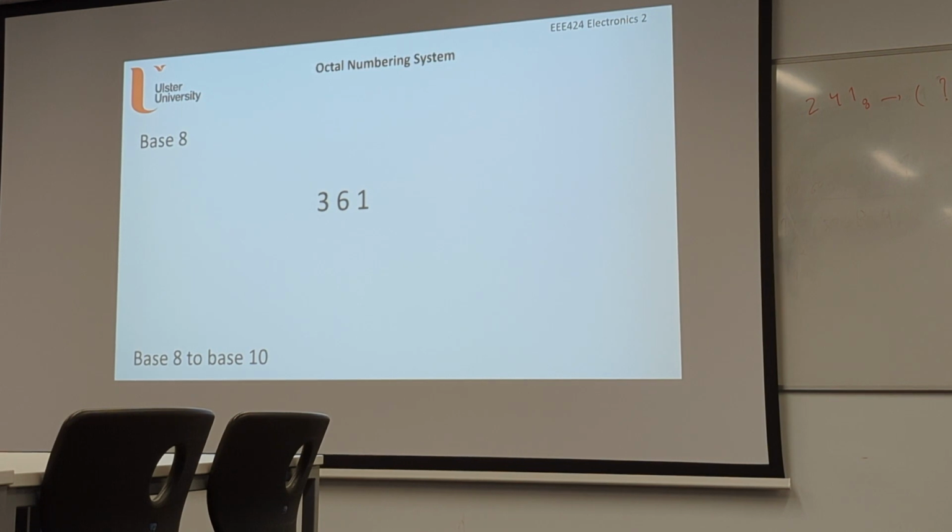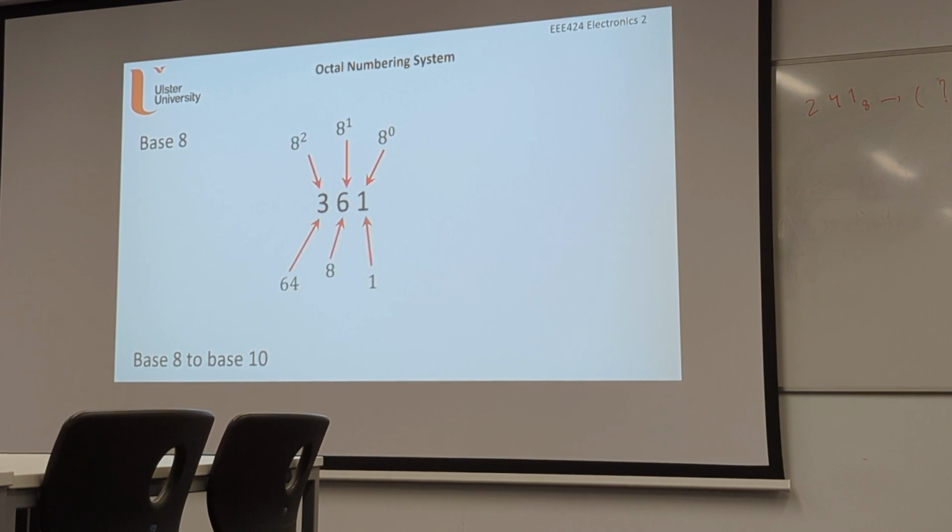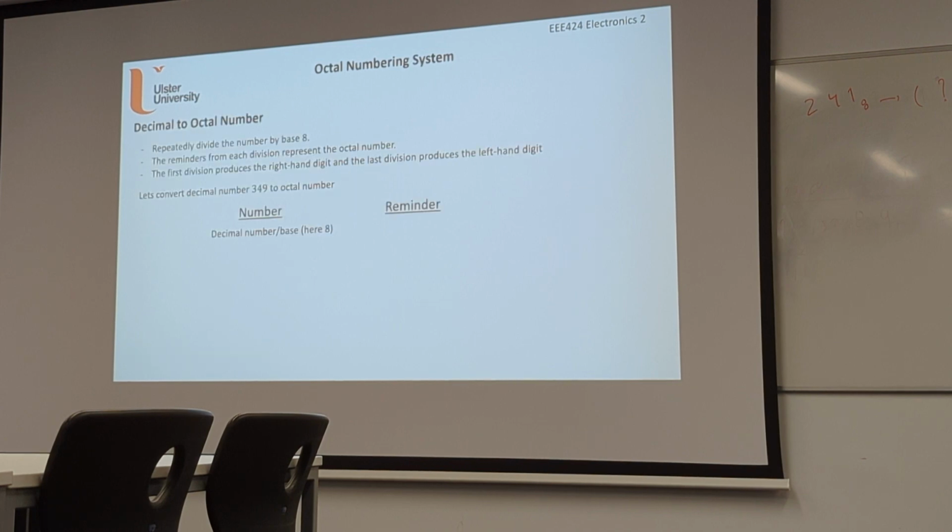Then, another example. Here, 361. Then 8 power 0, 8 power 1, 8 power 2, or 1, 8, 64. Then we multiply. 1 times 1 is 1, 6 times 8 is 48, 3 times 64 is 192. 192 plus 48 plus 1 is 241. It's a decimal. Okay?